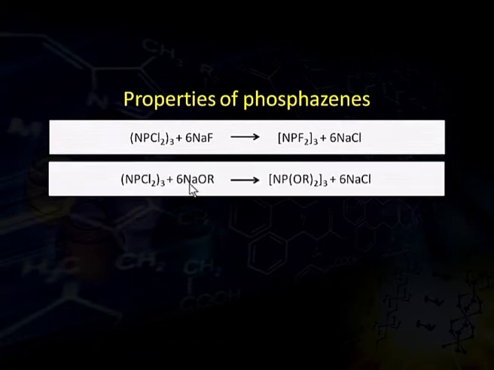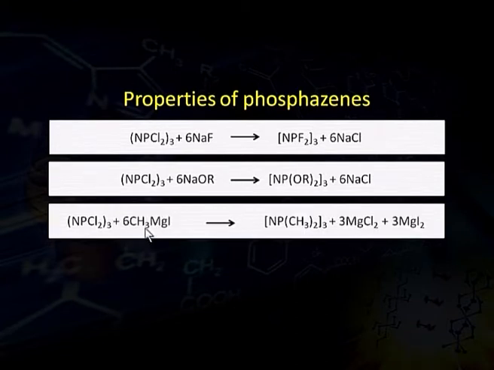If the same trimer is treated with RMgX, that is the Grignard reagent, what happens? Both the chlorine atoms are now replaced by the methyl group. And if it is treated with sodium thiocyanate, the chlorine atom will now be replaced by the thiocyanate group. So, we have (NP(SCN)2)3, the trimer. The third property is the hydrolysis.